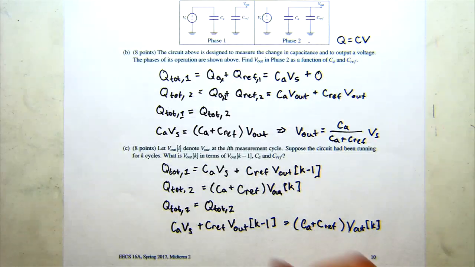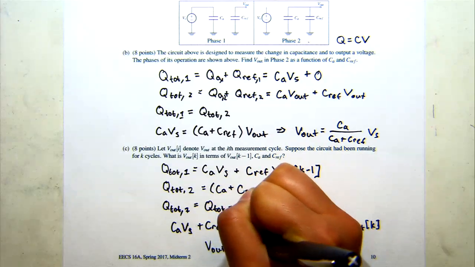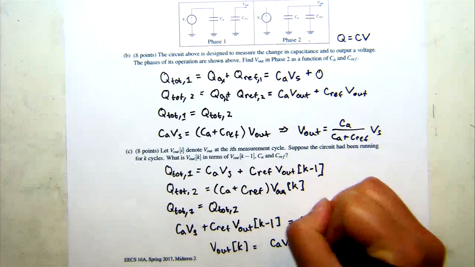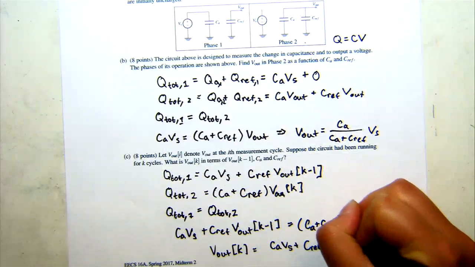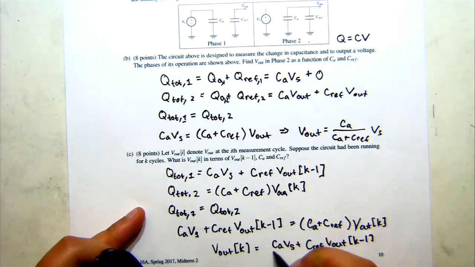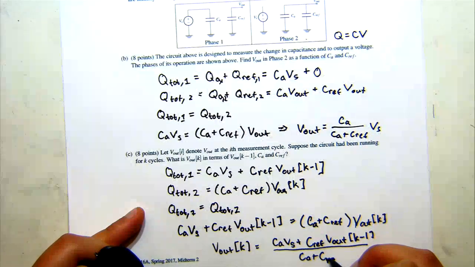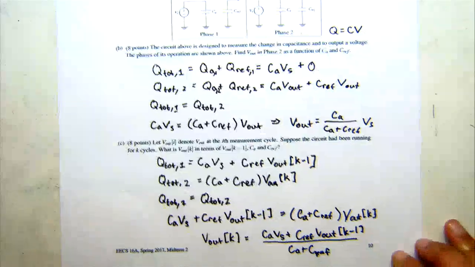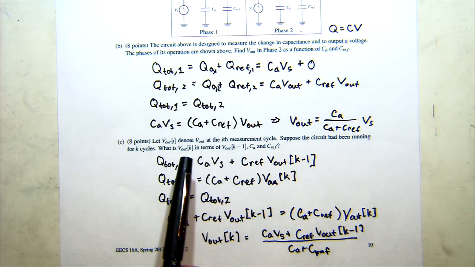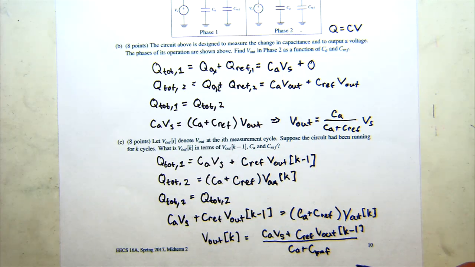And now we can solve for V out K, because that's what is asked for in the question. And we get CA VS. Sorry for the silence. Okay. And that would be it. Just to confirm, it says V out K in terms of V out K minus 1, CA and C ref. That is all we have here. So we're done.